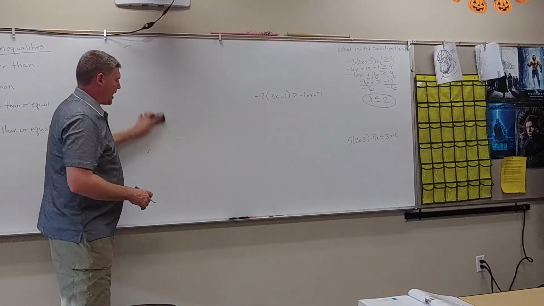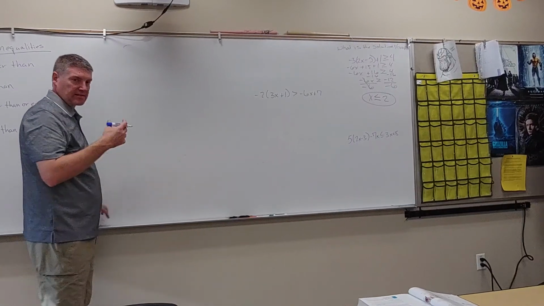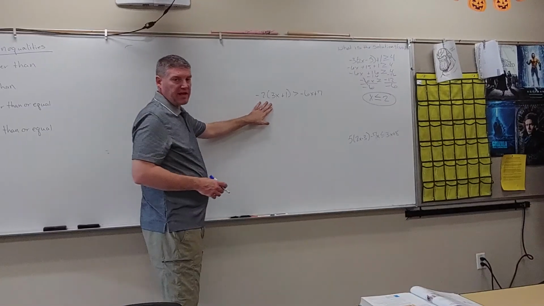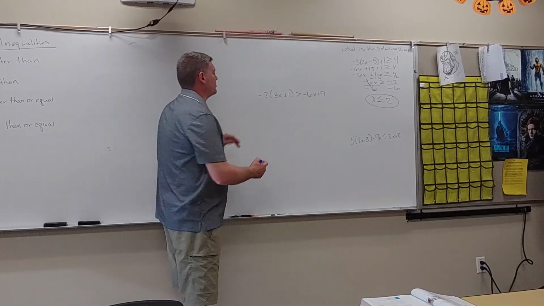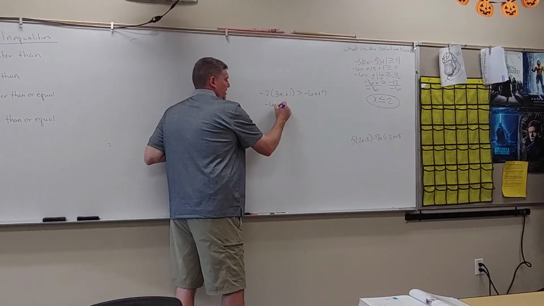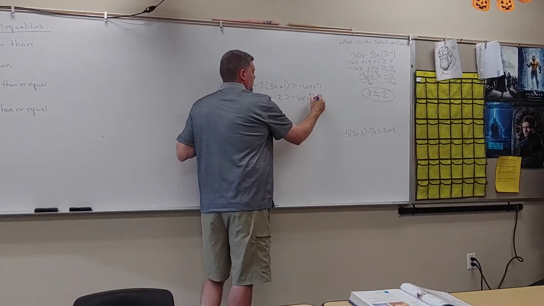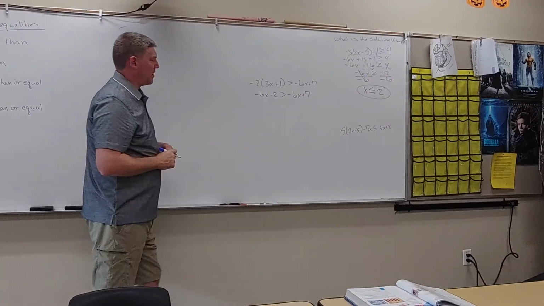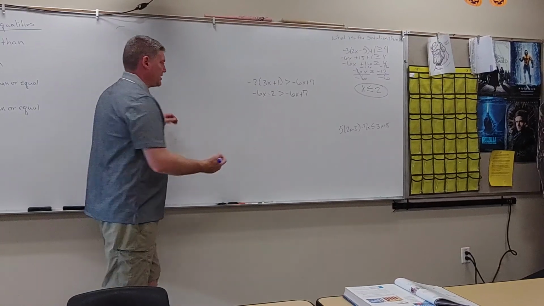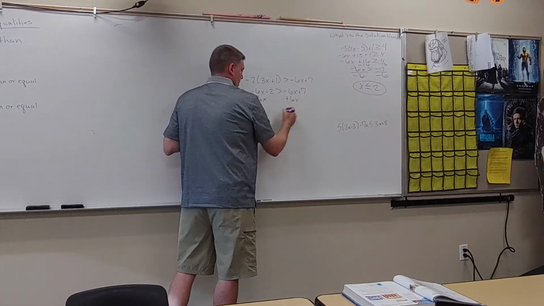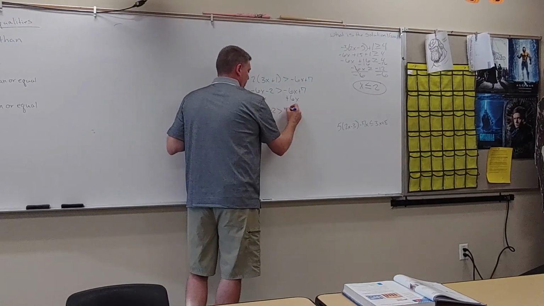So we're going to look at going ahead and solving this one also. So I'm going to distribute my negative 2 through. Negative 2 times 3x is negative 6x minus 2 is greater than negative 6x plus 7. All right. I have variables on both sides, so I'm going to go ahead and add this over. Negative 2 is greater than 7.